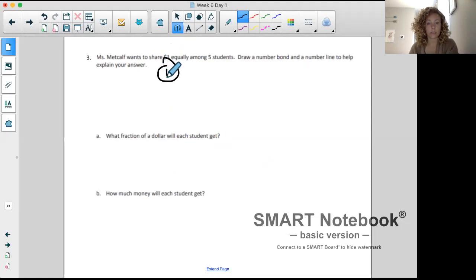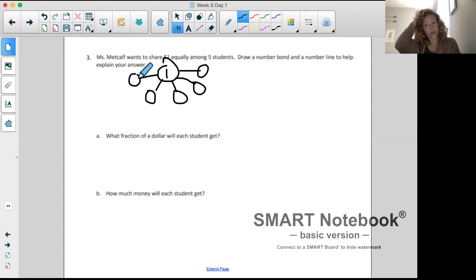Here's my $1, or my 1 whole, right? 5 students. So that means how many parts will my number bond have? 5 parts. 1, 2, 3, 4, 5. Draw little lines here, right? 1, 2, 3, 4, 5. Okay. So if there are 5 parts, that means we're going to label each fractional unit as 1/5.